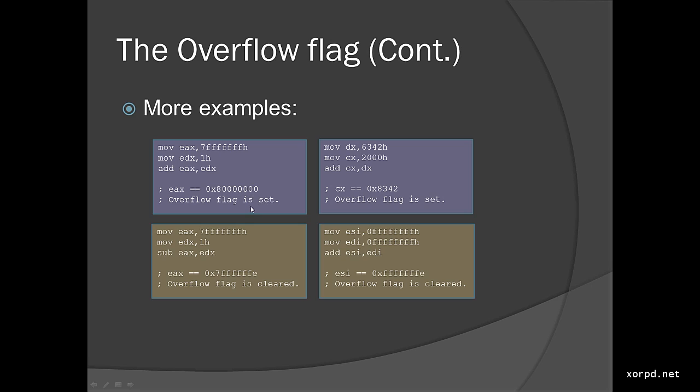In the next example, we have positive minus positive equals positive, which is reasonable. Therefore, the overflow flag is cleared. In the next example, we have positive plus positive equals negative, which is not reasonable. Therefore, the overflow flag is set. In the last example, we had negative plus negative equals negative, which is reasonable. Therefore, the overflow flag is clear.